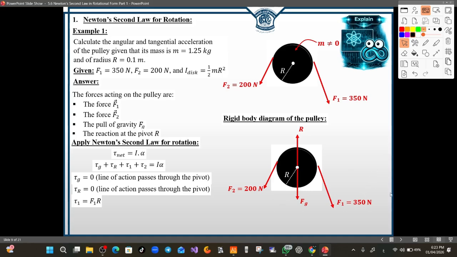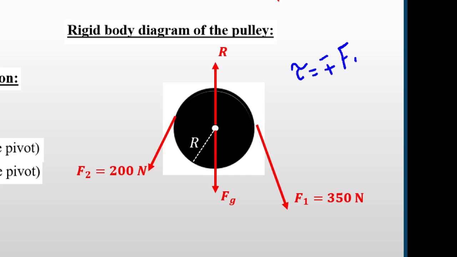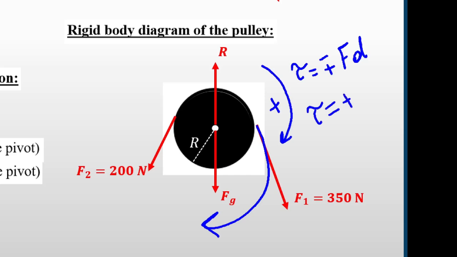Now for F1, since the two forces are acting tangentially, no need to worry about the angle. The torque can be plus or minus force times distance. Consider the positive sense in this way. This force has a rotational effect in this direction, the clockwise direction, and we're going to use the positive sign for this torque. The force is F, and the distance is the distance between the point of application of the force and the pivot, which is r. So it's going to be F r. The torque for the second force, since it's acting in the opposite way, will have a negative sign and F r.